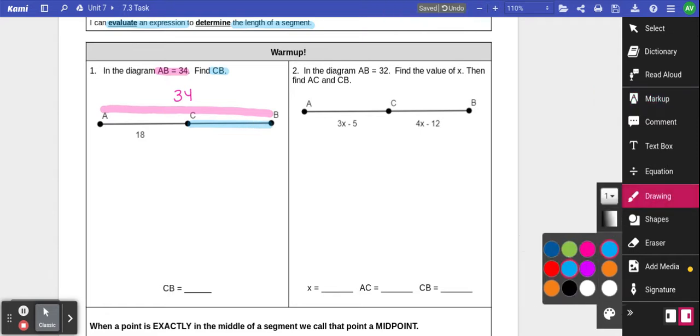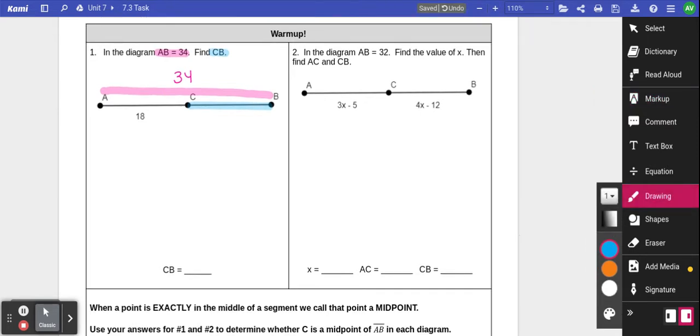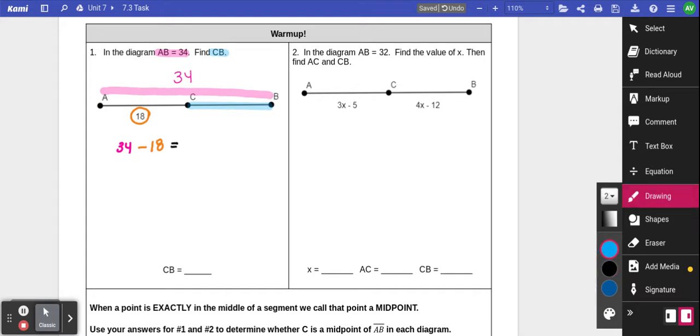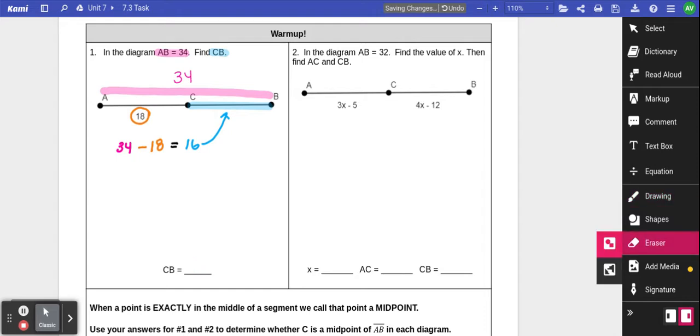That's our missing information. In order to find that, we're going to use the idea that the little segment plus the other little segment gives me the big one, or that we could do the big one minus the little one to get the other little one. In this problem, I would do the big segment, which is 34, minus the 18, which is right over here. And that's going to give me my missing segment length, which is 16 for CB. So my answer would say segment CB is 16 in length.